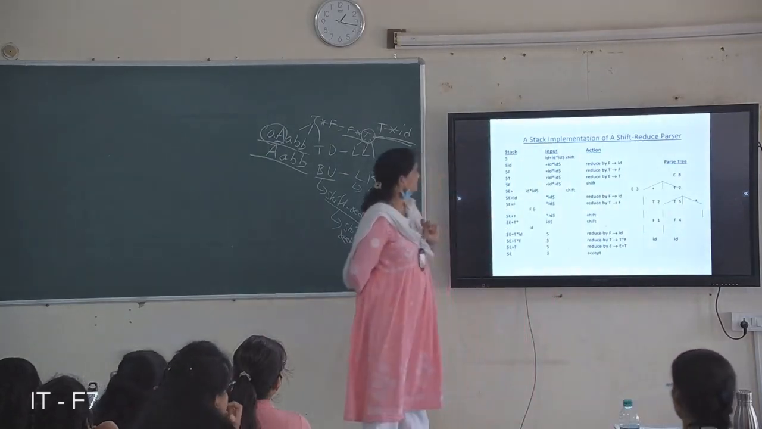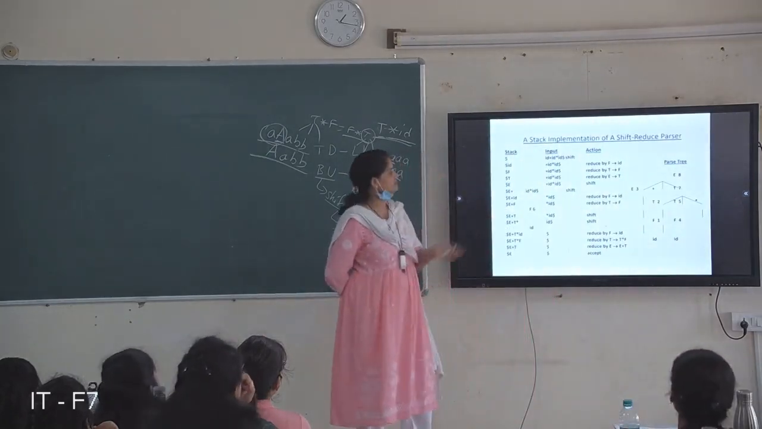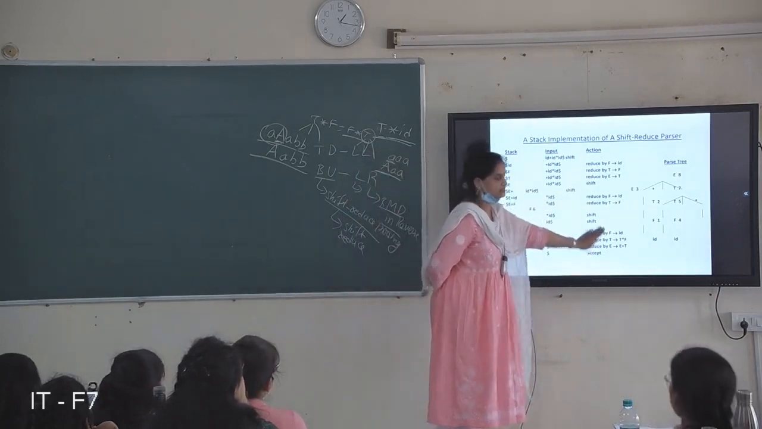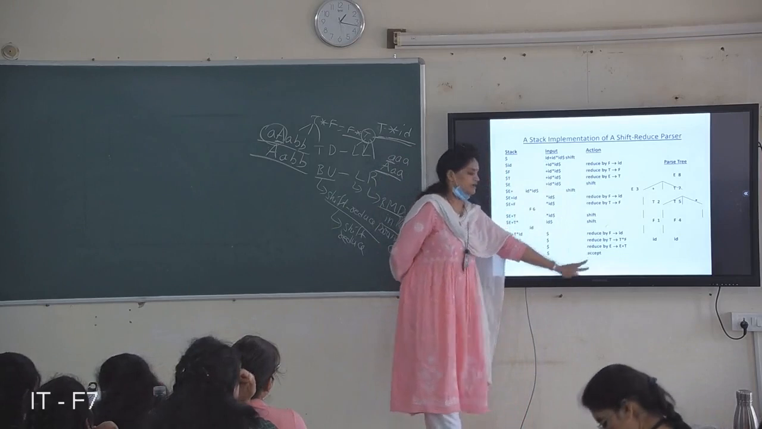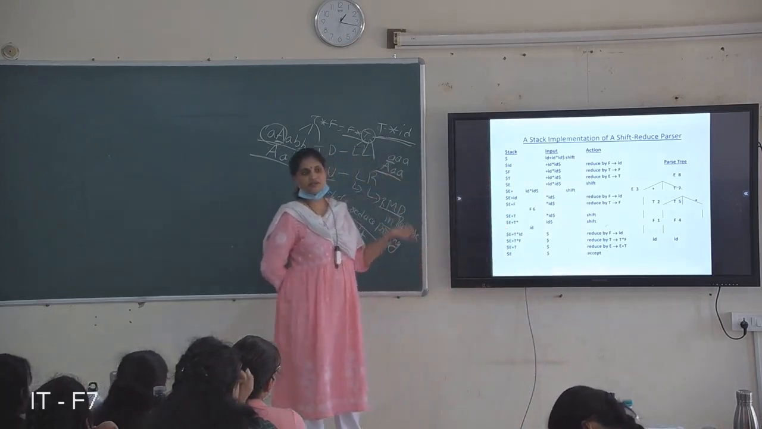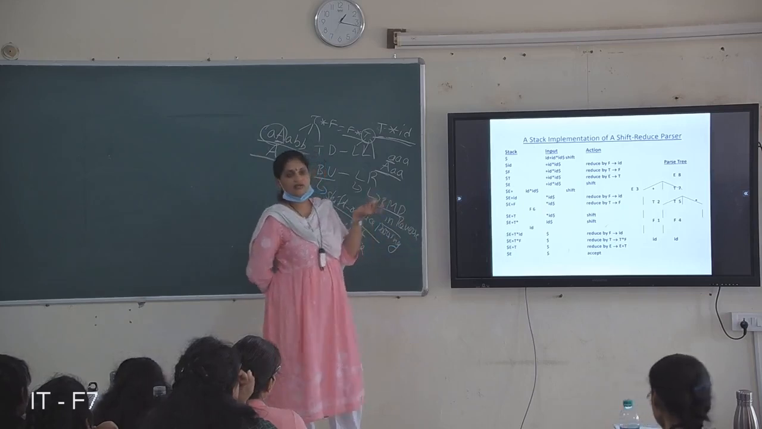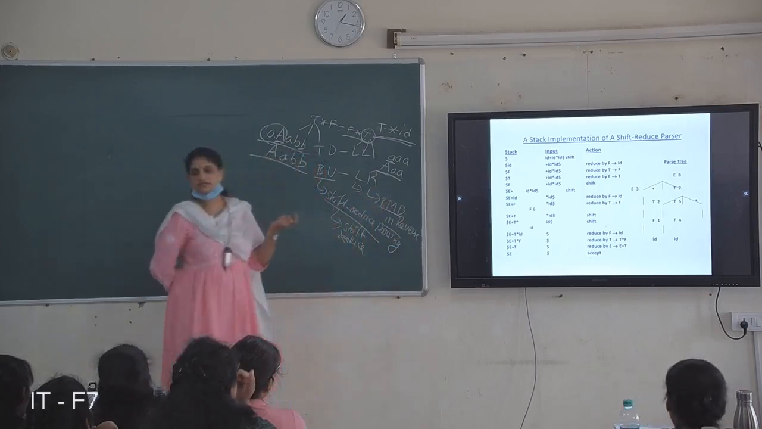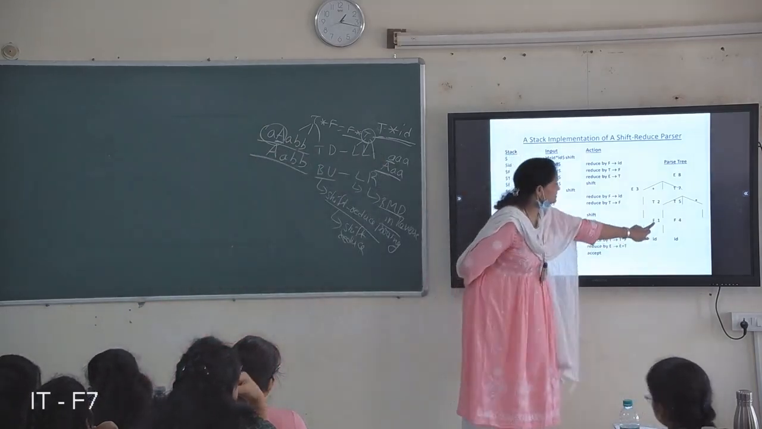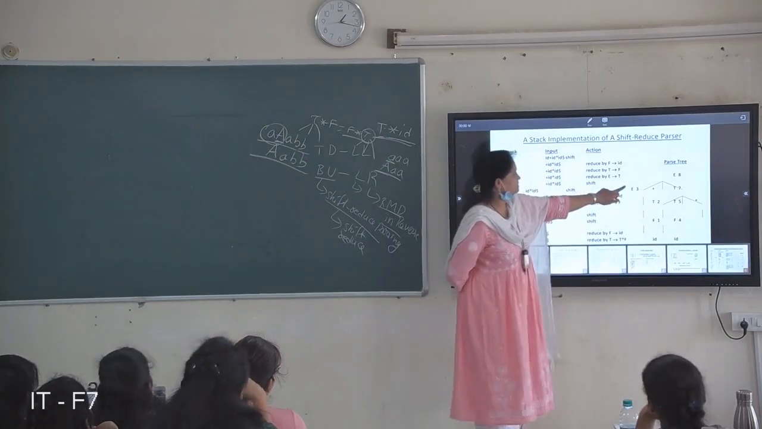This is another example with stack implementation of a shift reduce parser. Stack content, input, and what are the actions? Here the actions are shift, reduce and accept. Definitely it is accepted. If we take a wrong input, definitely it gives an error. These are the steps defined: this is the first step, second step, and this is the third step, like that.